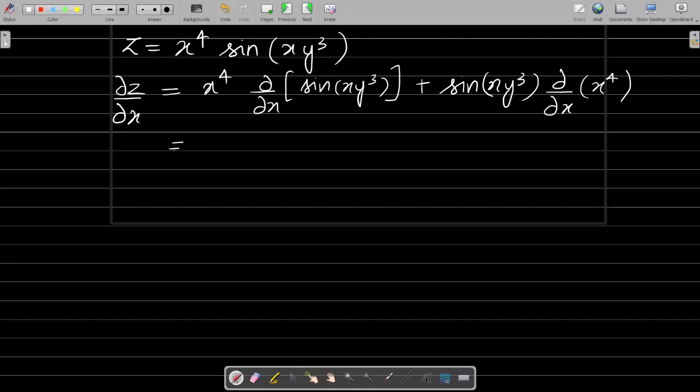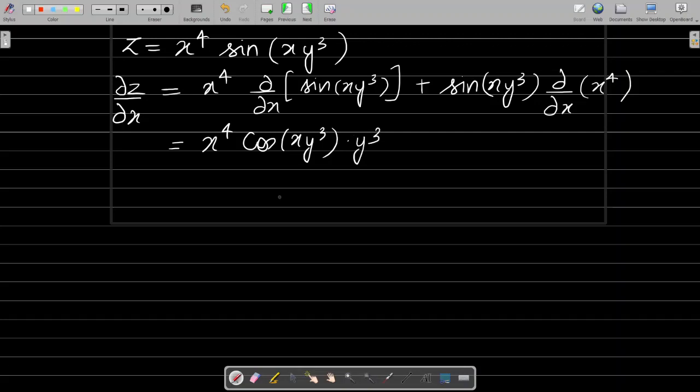So this is equal to x raised to 4 into, we know this is a composite function, so dou by dou x of sine is cos, so we have cos of xy cube into dou by dou x of xy cube. Now what is dou by dou x of xy cube? Y, I have to treat as a constant. So dou by dou x of xy cube is just y cube.